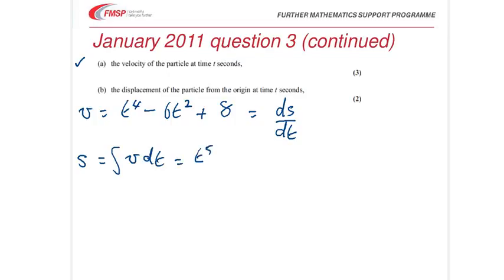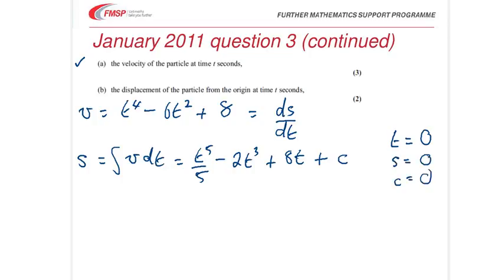We get t to the fifth over 5 minus 2t cubed plus 8t. And again, we need a plus c. Now this time, using the initial conditions for the displacement, when t equals 0, it passed through the origin, it said. So t equals 0, s equals 0. Therefore c equals 0. So s equals t to the fifth over 5 minus 2t cubed plus 8t. That's another 2 marks for part B.